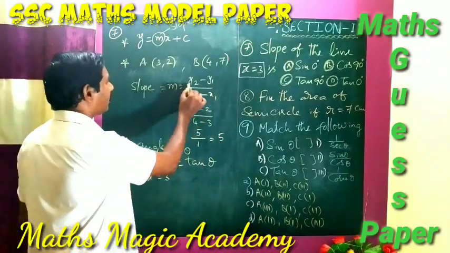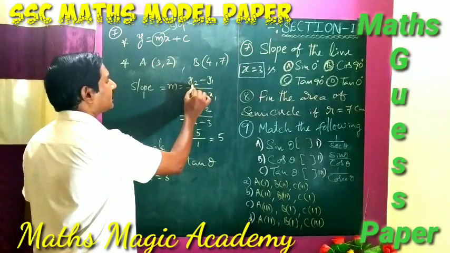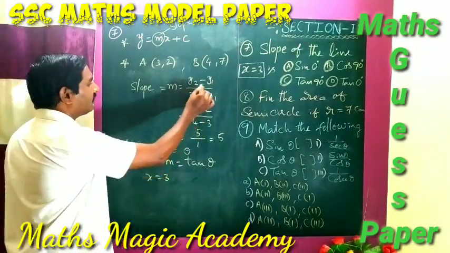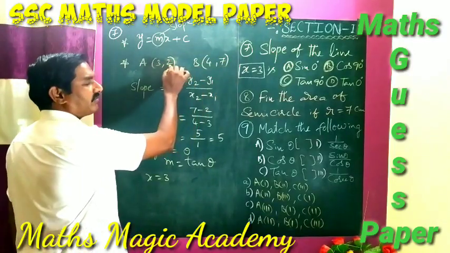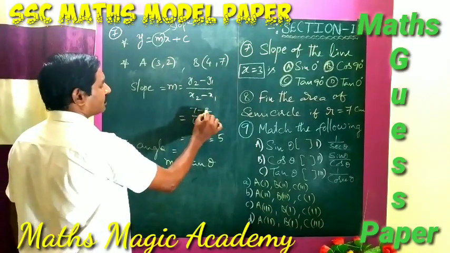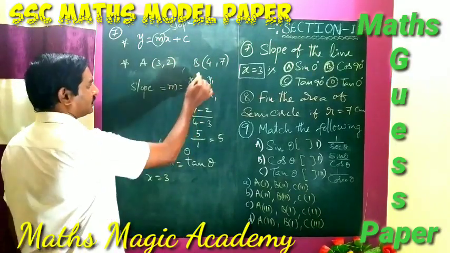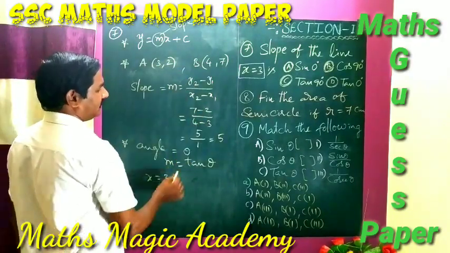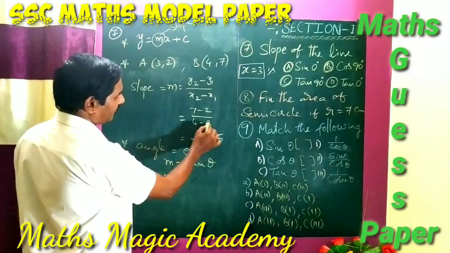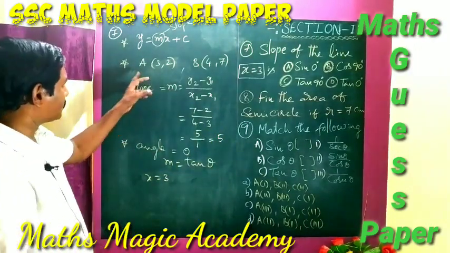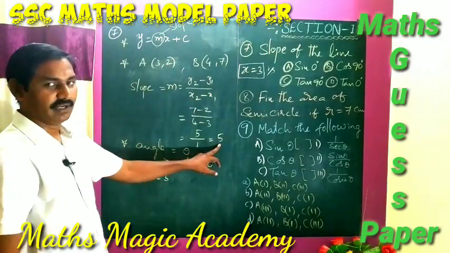That means the slope of 2 points is nothing but y2 minus y1 by x2 minus x1. So here the y2 value is 7 and y1 value is 2. So 7 minus 2 by x1 minus x2. Sorry, x2 minus x1, that is 4 minus 3. 7 minus 2 is 5, 4 minus 3 is 1. So 5 by 1 is 5. So we can say the slope of these 2 points is nothing but 5.